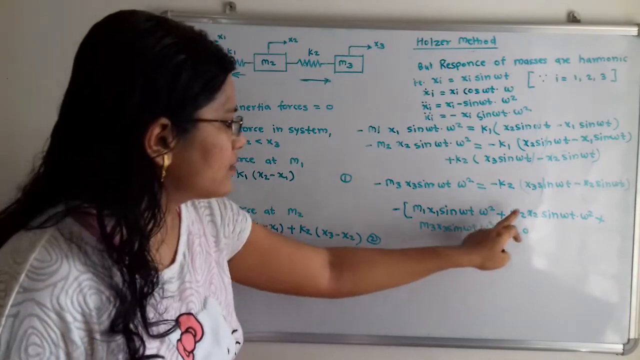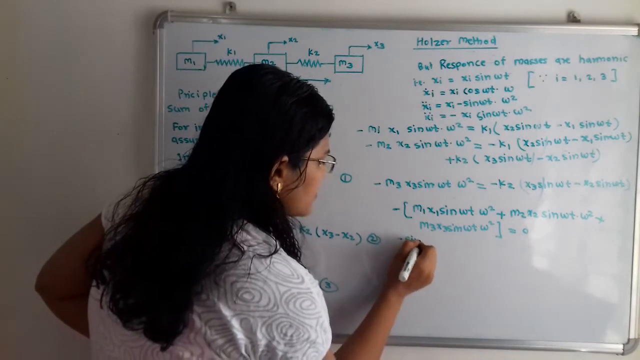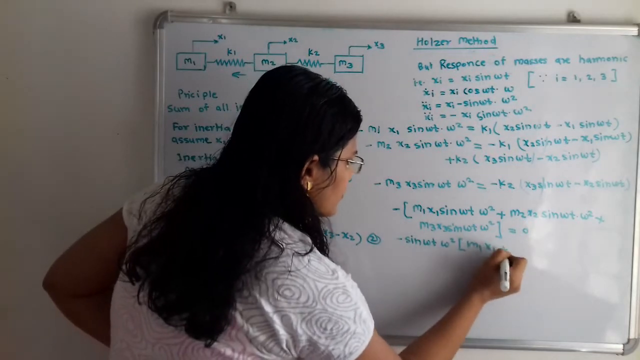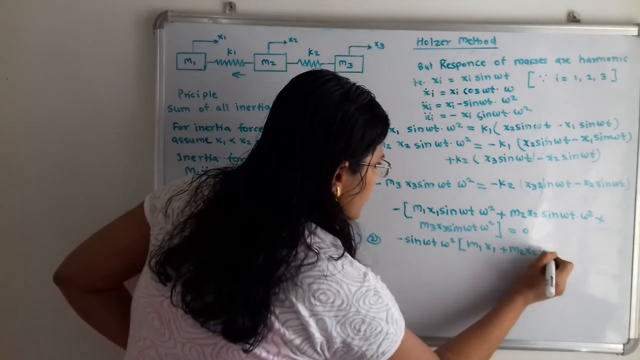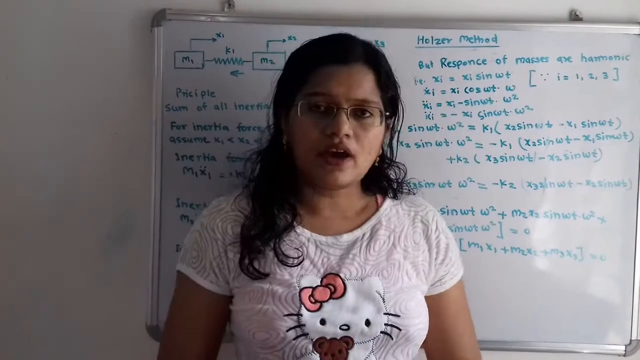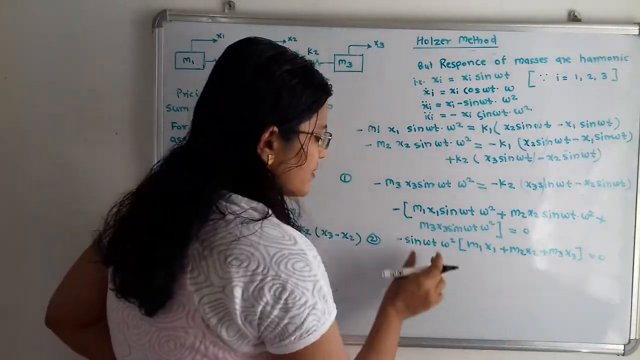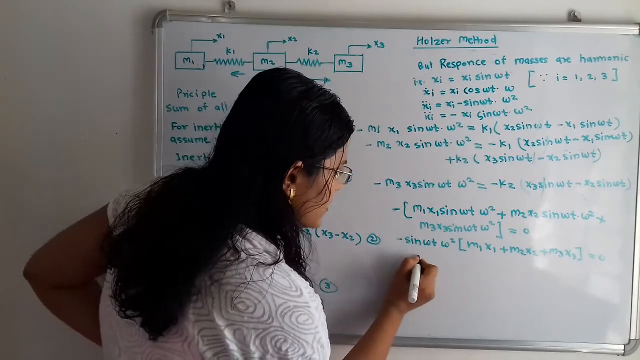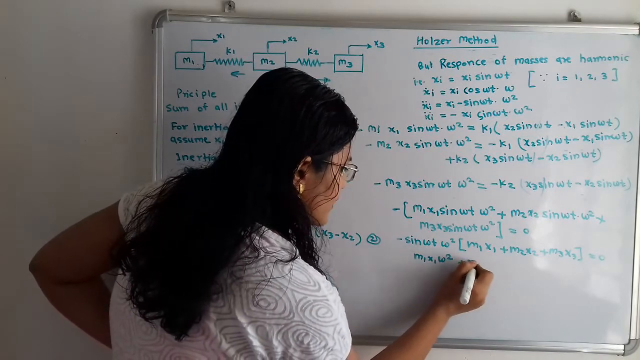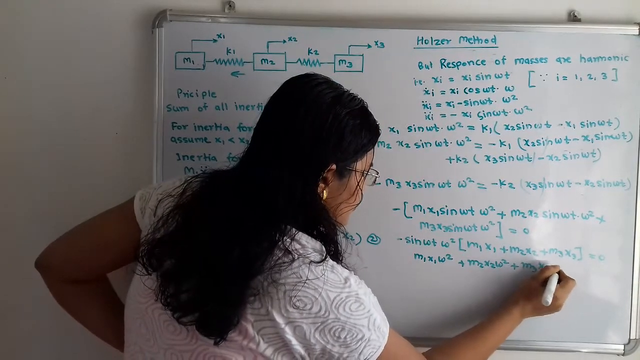Now what is common? Sin of omega t omega square is common. So we will take minus sin of omega t omega square outside the bracket: m1 x1 plus m2 x2 plus m3 x3, bracket complete, which is equal to 0. Now we can modify this equation: minus sin of omega t we transfer to the right hand side. So what remains is m1 x1 omega square plus m2 x2 omega square plus m3 x3 omega square is equal to 0.